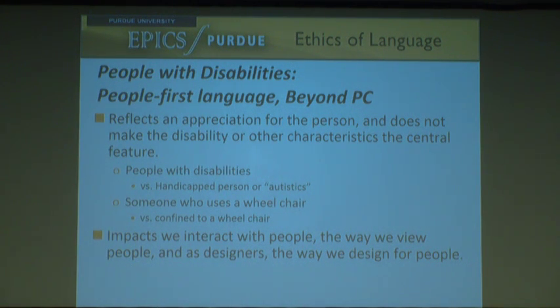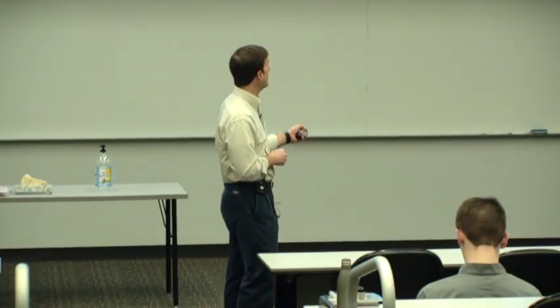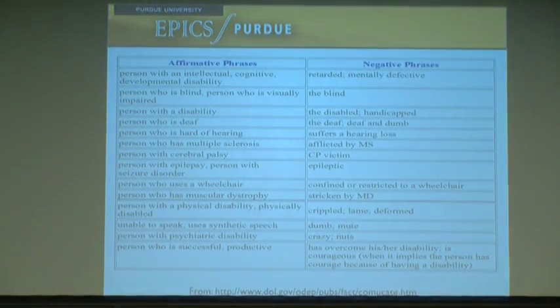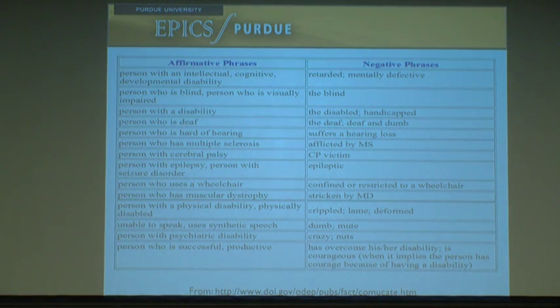There are a lot of things that we do where we dehumanize other people. And some of it is just that it's easier to not think about that. But if I'm looking at phrases in here, it's a person; these are affirmative phrases, right? Person with an intellectual, cognitive, or developmental disability, versus retarded, mentally defective. Person who is blind or person who is visually impaired, as opposed to a blind person.